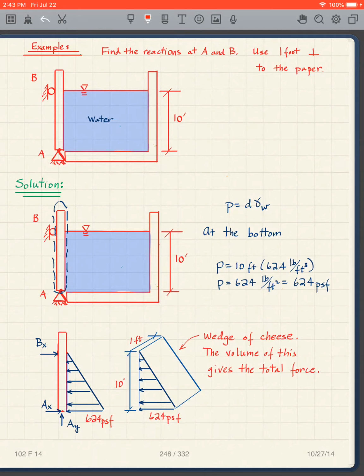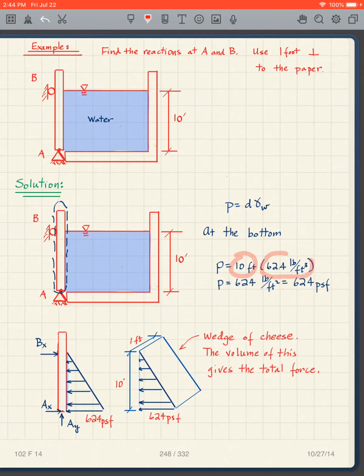And when I make a cut through water, what do I put? I put pressure. And what do I know? If the pressure is d gamma w, depth times the unit weight of water, the density of water, then at the bottom, well, how deep am I? Well, I'm 10 feet deep at the bottom. So down here, I'm at a depth of 10 feet, so d is 10 feet.